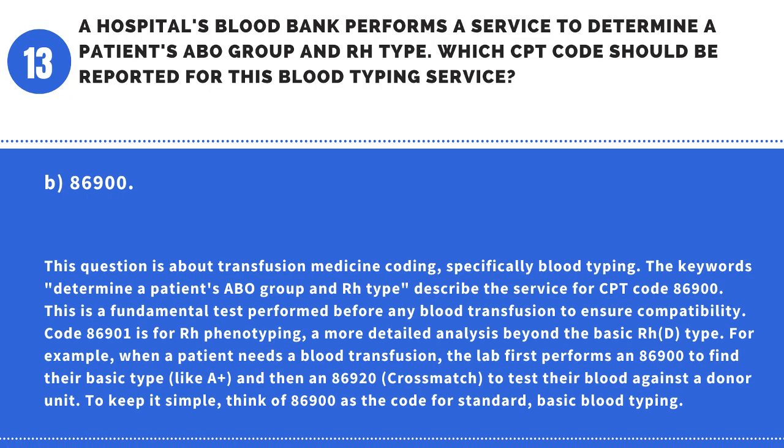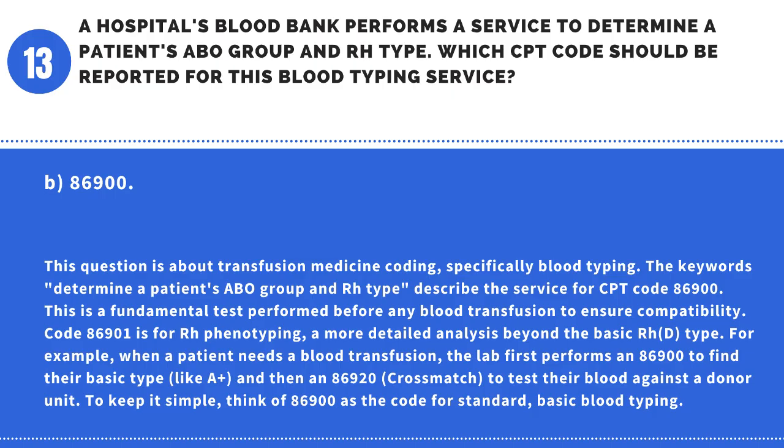Answer: B. 86900. This question is about transfusion medicine coding, specifically blood typing. The keywords determine a patient's ABO group and Rh type describe the service for CPT code 86900. This is a fundamental test performed before any blood transfusion to ensure compatibility. Code 86901 is for Rh phenotyping, a more detailed analysis beyond the basic Rh-D type.